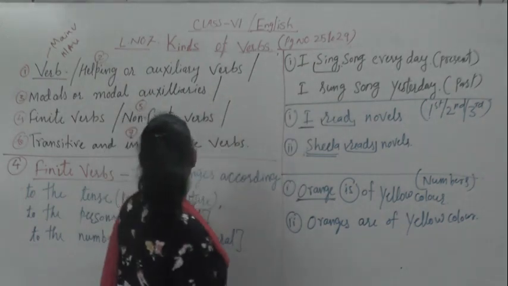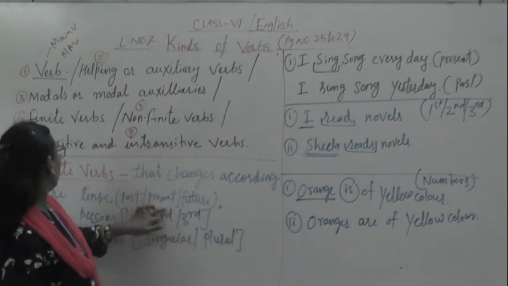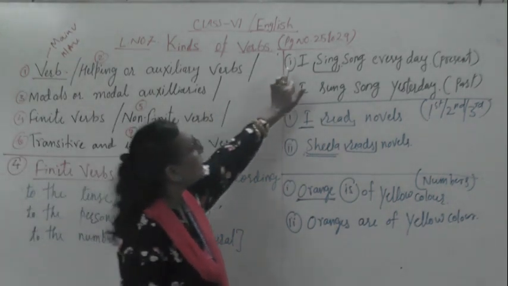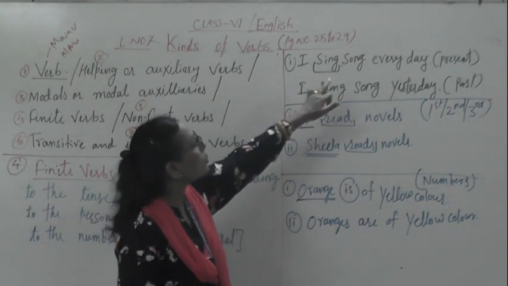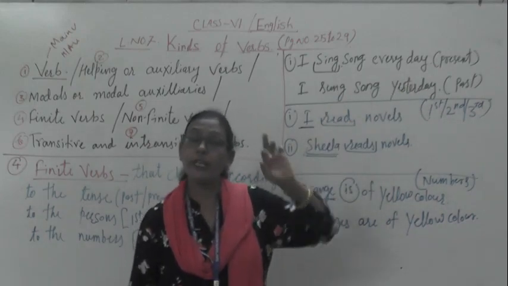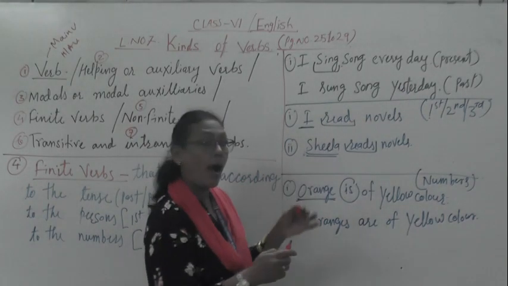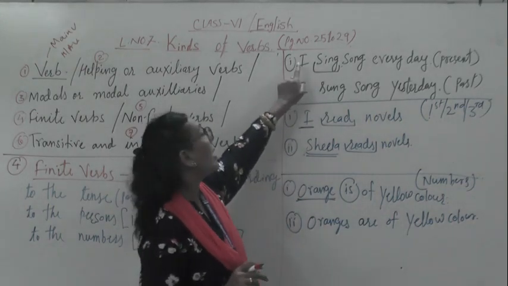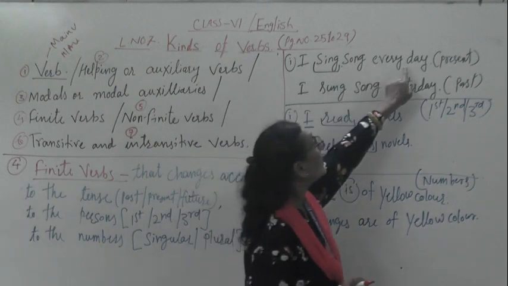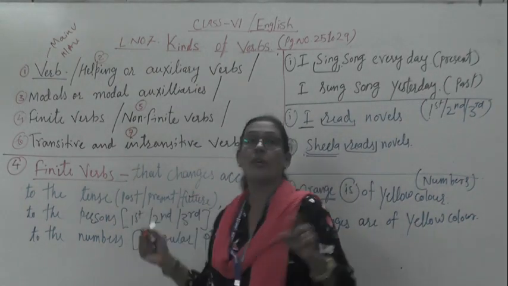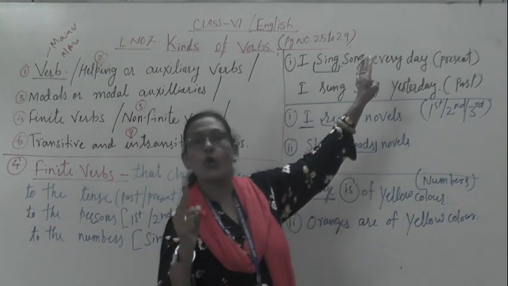The first one is that the verb changes according to the tenses. So here, I sing song every day. Sing song. Sing is in the present tense. Okay. I sing song every day. That is a present tense. See, the finite verb changes according to the tense.